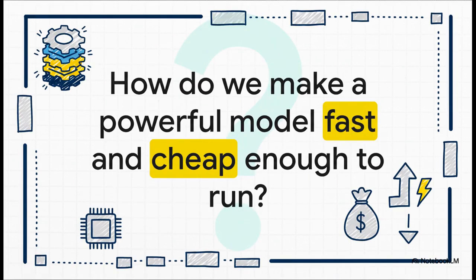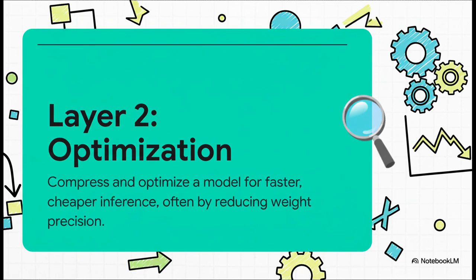Okay, so we've built this incredibly powerful but absolutely massive digital brain. It's like having a supercomputer sitting in your garage. But now you have a new problem, a really big one. How do you get it to run on something like your phone? How do we make it fast enough and cheap enough to be actually useful in the real world? Well, the answer is layer 2, optimization.